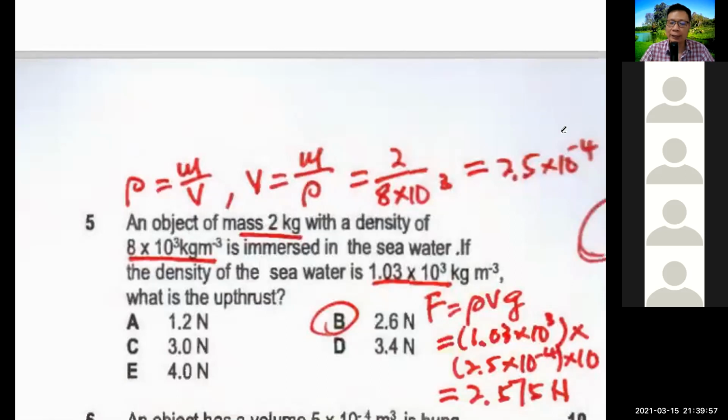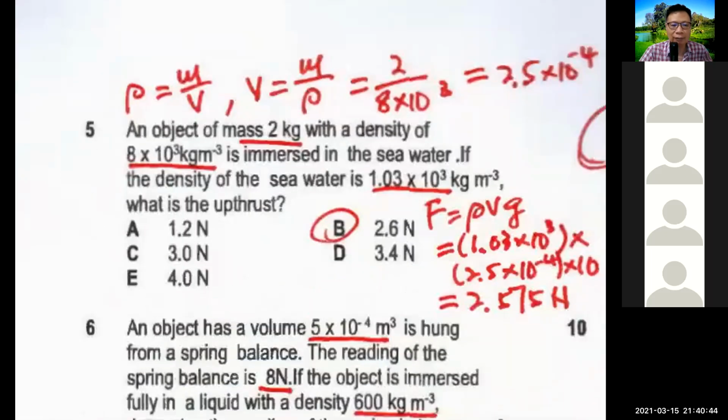When the object is submerged into the water, the volume of water displaced is the same. So you can put here rho Vg. So you get 2.575 Newton. Rho density is given, the volume of water displaced equals the volume of the object, times gravity 10. So you get this answer. Okay, 2.6 Newton. So understand this question? Zhao Xian, understand or not? Understand, sir. Okay.